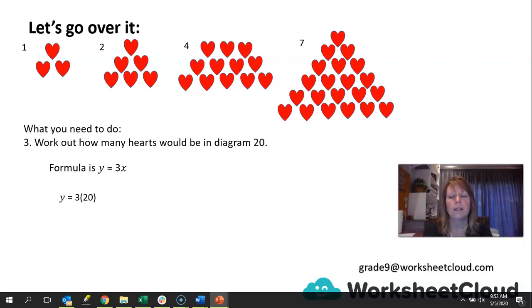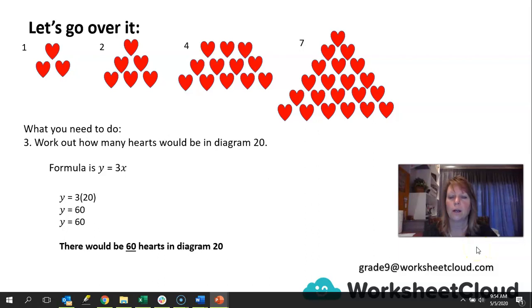We've now got y is equal to 3 times 20, because remember, we're working out the number of hearts in diagram 20. So y is then equal to 60, which means that there would be 60 hearts in diagram 20. Everybody happy with that? Remember, we don't have to have a plus or a minus after the 3x. Every time, we're going to make the y value 3 times bigger.